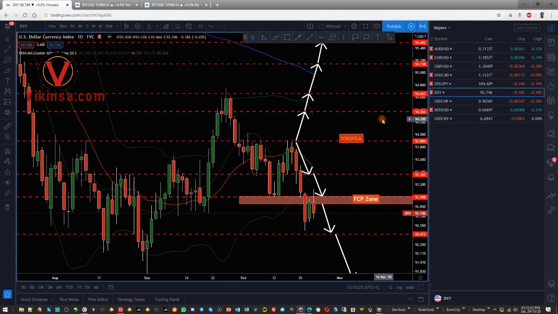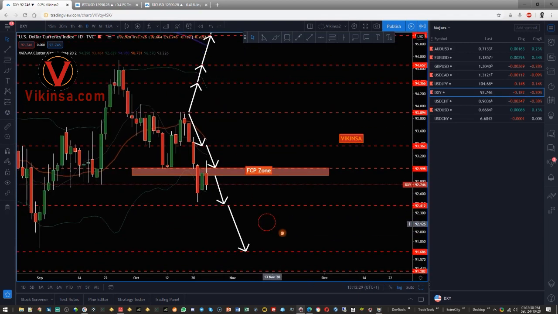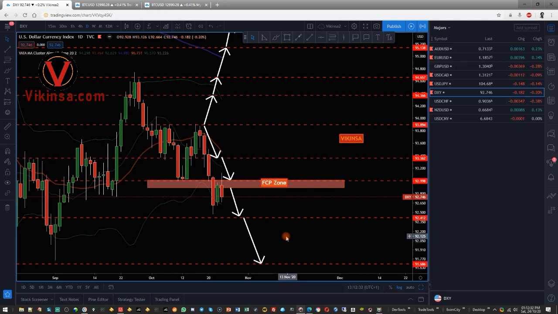So what we have right now are these levels which are present there. Now how do we trade these levels? When the market is moving like this, if it is going down, pretty much like this, it started to fall down from this FCP zone, right? So it is expected to come towards 92,412, right?